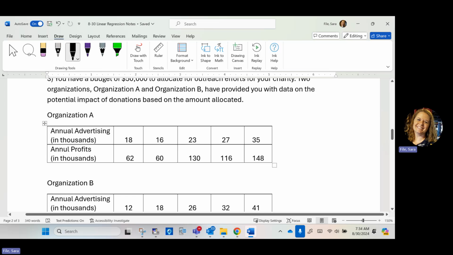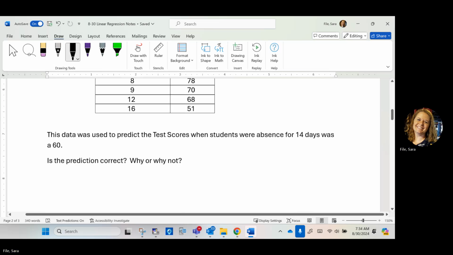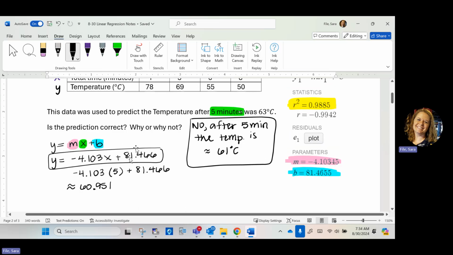What's the reason? Well, our reason is our work shows that our equation, when we calculated it, we got 61 degrees. So their prediction of 63 degrees was incorrect, because when you input 5 minutes into the regression model, you get 61 degrees.